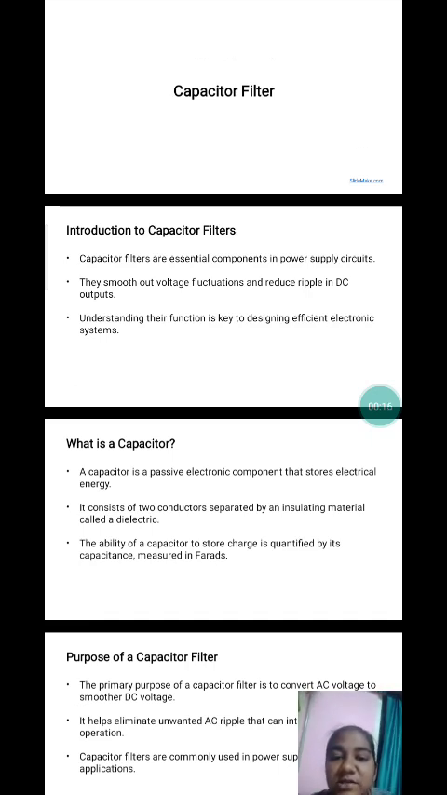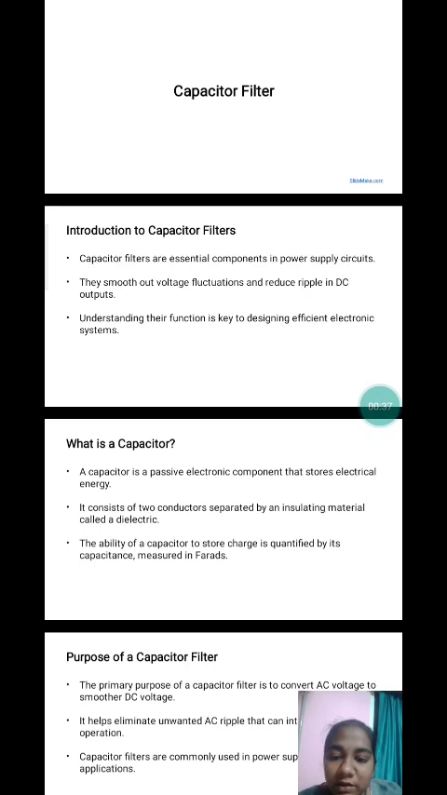Capacitor filters are essential components in power supply circuits. They smooth out voltage fluctuations and reduce ripple in DC outputs. Understanding their function is key to designing efficient electronic systems.